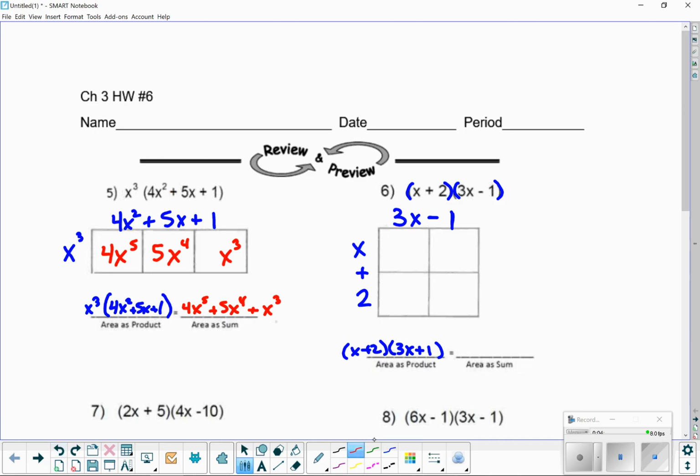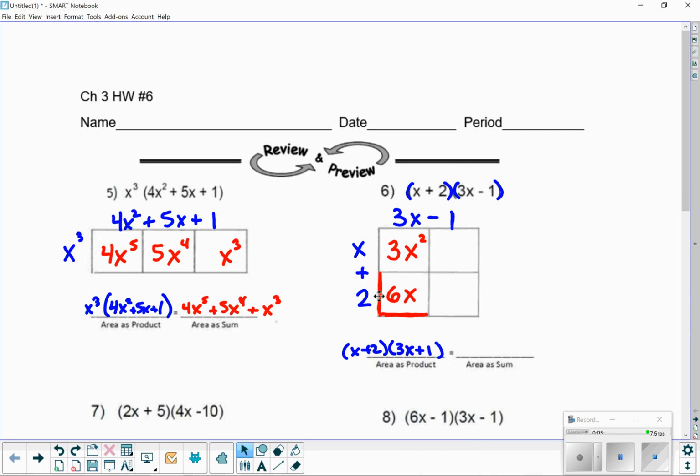And then I'm going to go ahead and do the area as a sum. So this right here is x times 3x. And that's going to give me 3, and notice that you have an x and then another x, so that means that you're going to have x squared. Okay, this next one down here is 2 times that amount. 2 times that much, and notice that this is the same as that, which is 3x. So 2 times 3x is going to give you 6x.